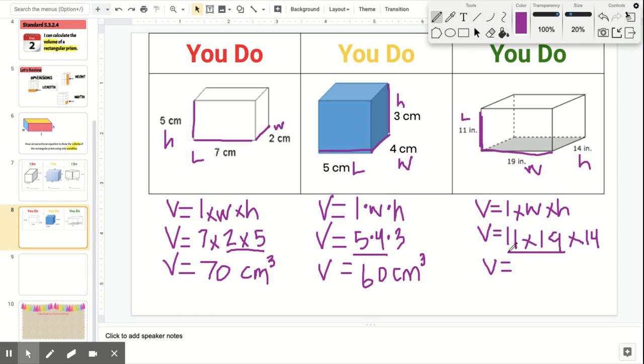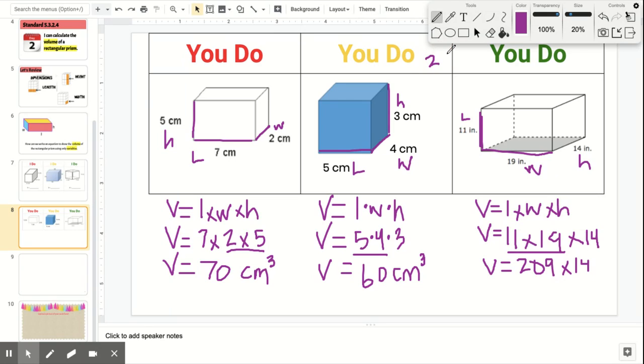So I'm going to start with 11 times 19. That is not something we can easily do in our head. So on your paper, you should have taken the time to do the math on your own. So 11 times 19 is 209. So let me write that down so we can keep up with our work. So 209. So I still have to take that and multiply by 14. Again, I can't do that math in my head. So I would come off to the side.